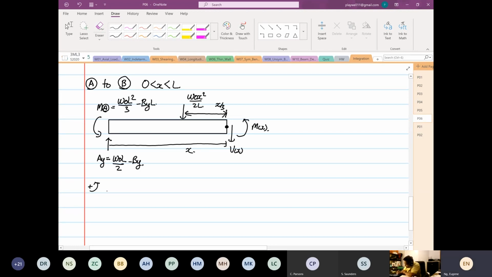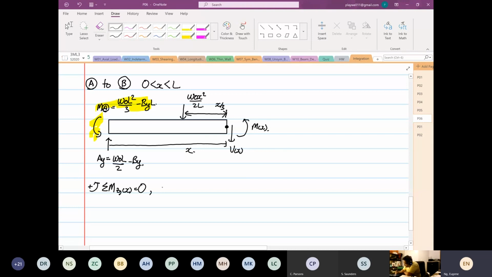So summation about moment z upon the slider at point x is equal to 0. Now this example is very unique because you have a moment down here. How are you going to treat the moment? Okay, so that's what I'm going to show you. The moment at point A is going anti-clockwise.